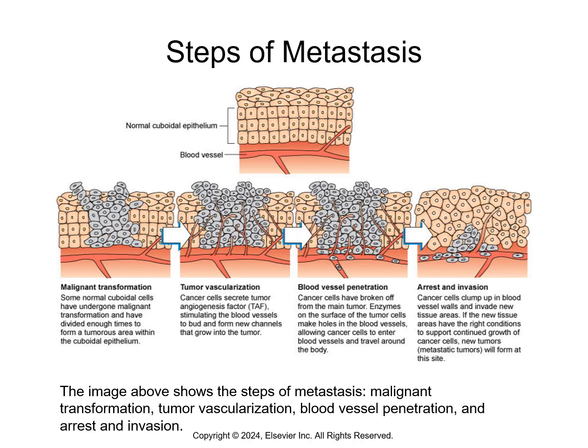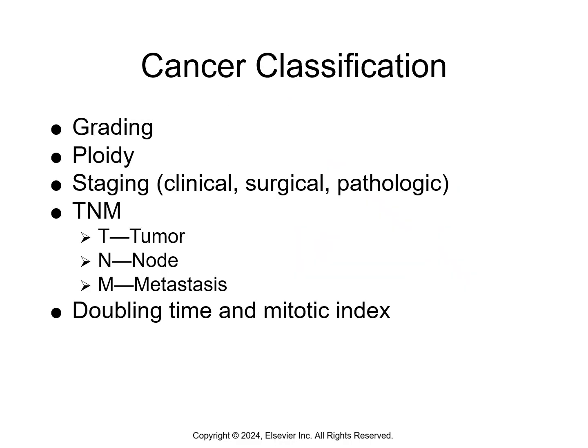Steps of metastasis. So we can break this down like this: malignant transformation is when the normal cells mutate and become abnormal. Then tumor vascularization, where the tumor grows blood vessels, because tumors need oxygen and nutrients. And then third, blood vessel penetration, the cancer cells break into the bloodstream or the lymph. And then arrest and invasion, cancer cells settle somewhere else and start a new tumor. So metastasis is why patients develop bone pain, brain symptoms like headache and seizures, liver failure, and respiratory symptoms.